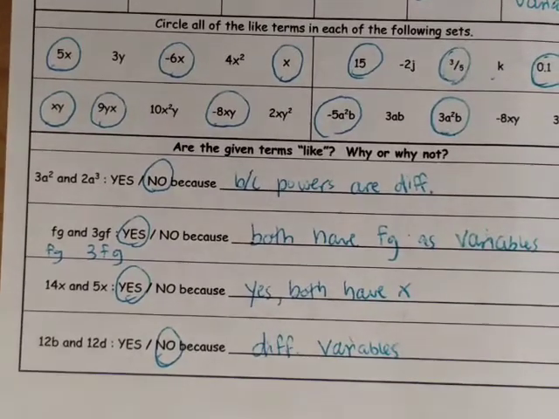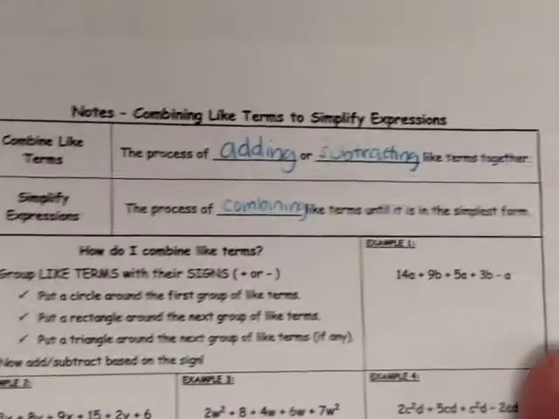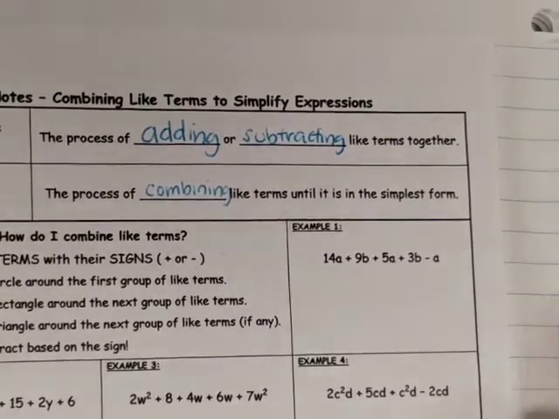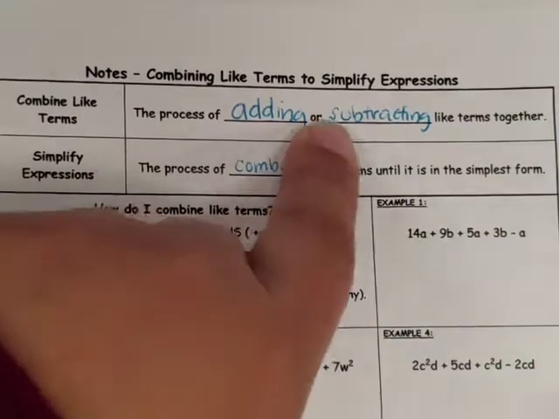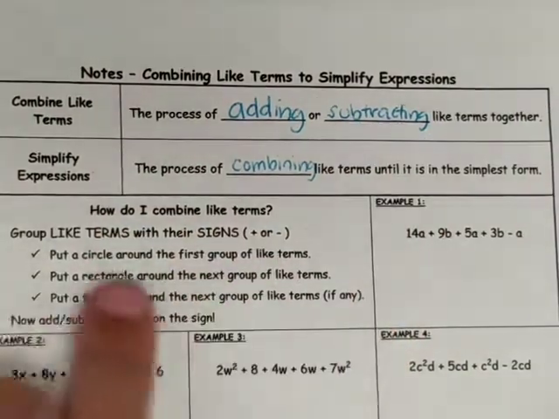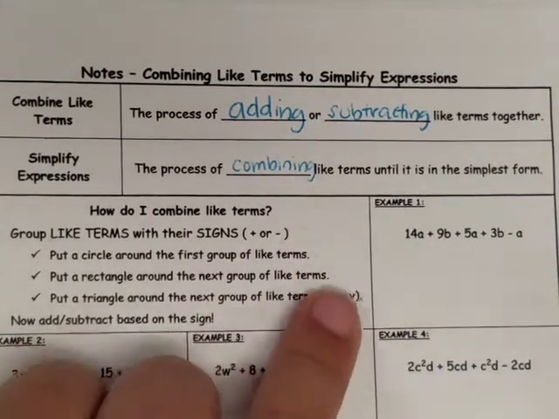All right, so that's all about like terms. Now, why did we learn about like terms? Because now what we're going to do is learn how to add and subtract them. Combining like terms is the process of adding or subtracting your like terms. Simplifying is the process of combining those like terms until it's in simplest form.